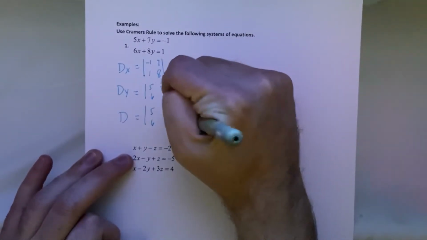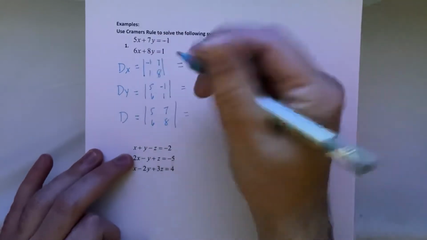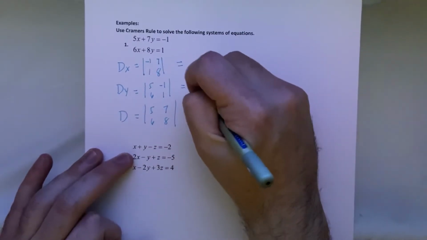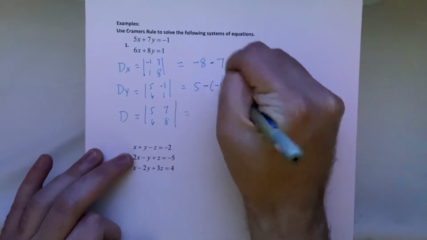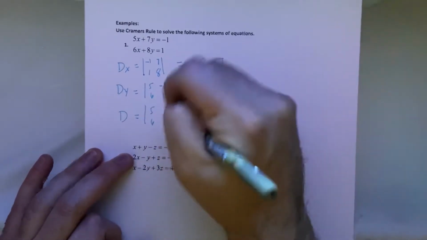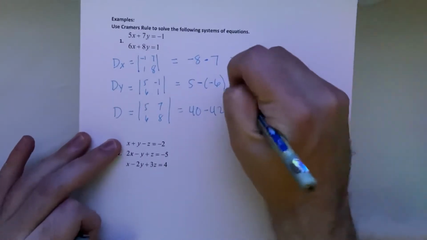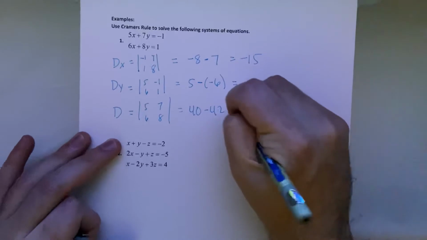So let's see what happens here. We find these determinants. Here we have negative 8 minus positive 7. Here we've got 5 minus negative 6. And here we've got 40 minus 42, using our diagonals from the last video. This is negative 15, this is 11, and this is negative 2.